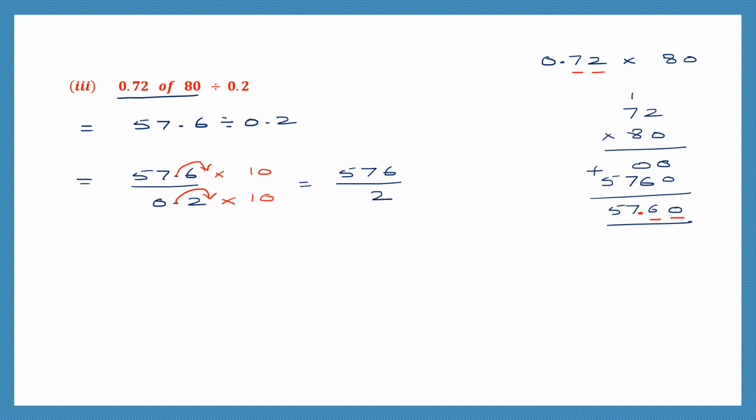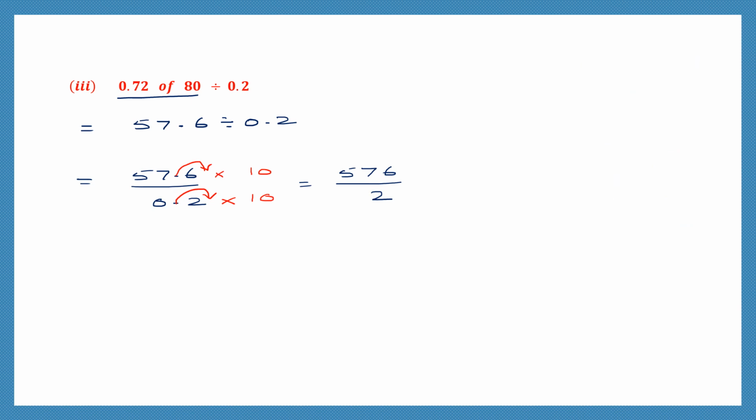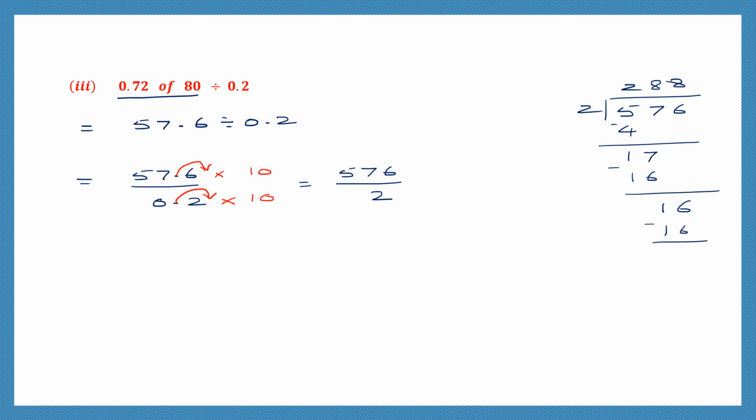Now this is normal division. So let's divide 576 by 2. 2 2s are 4, minus, 1, bring down 7. 2 8s are 16, minus, 1, bring down the next number 6, 16. 2 8s are 16. So what is our final answer? The quotient that we have here is our final answer, and that is 288. Our final answer.